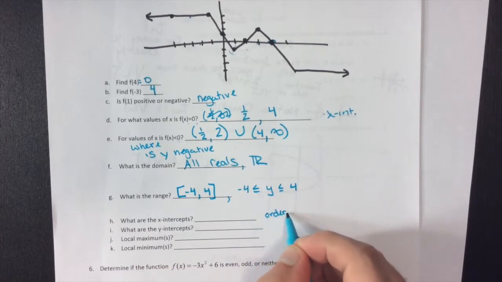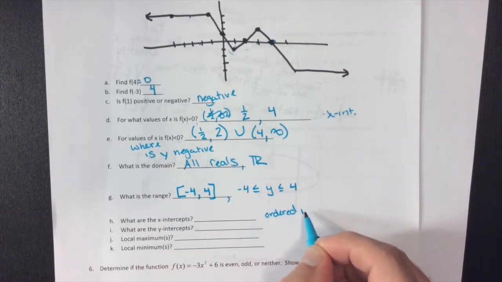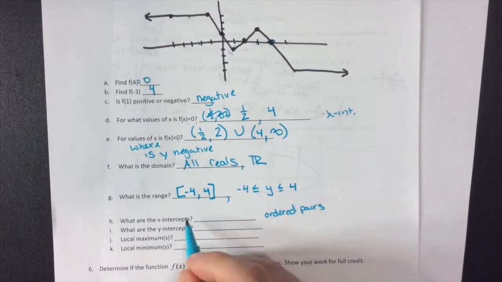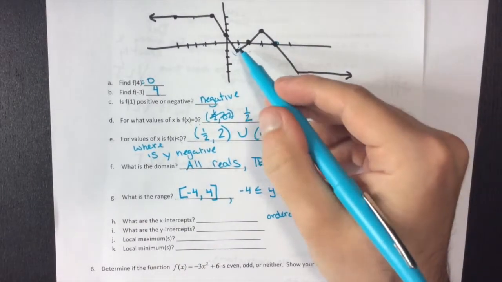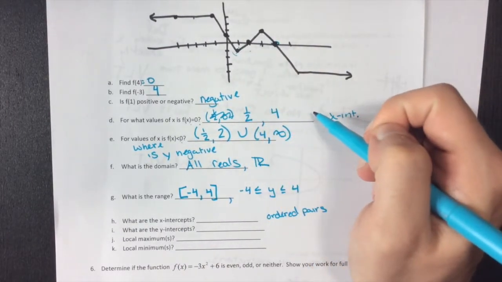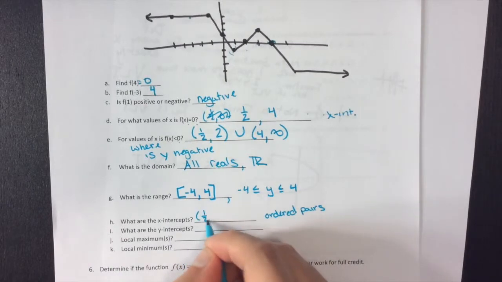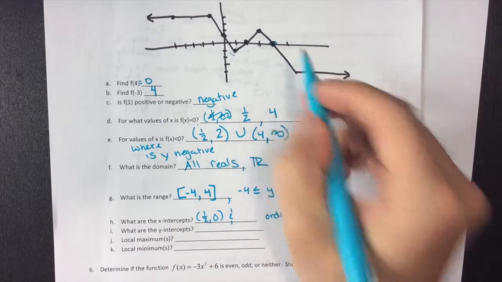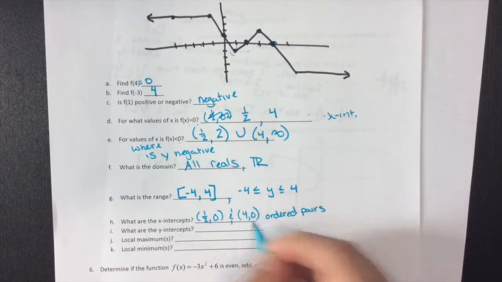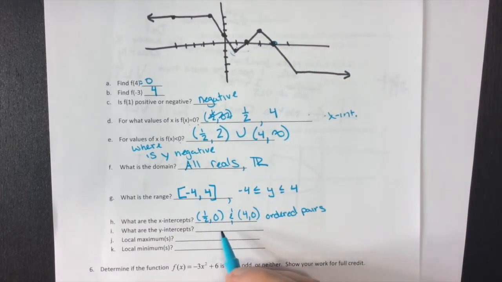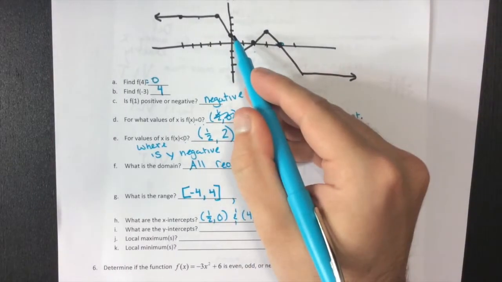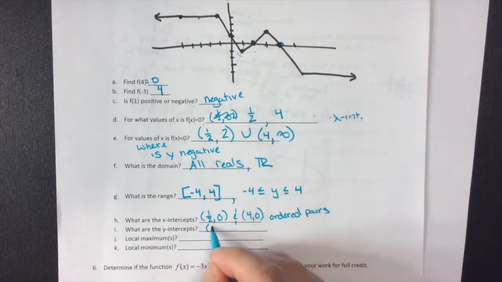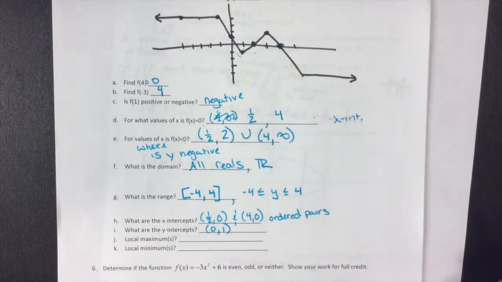H. What are the x-intercepts? If I'm asking you for x-intercepts, I want ordered pairs. Okay, so I look at the x-intercepts, and it's kind of like what we already answered for D. So it's going to be 1/2, comma 0, and 4, comma 0. What are the y-intercepts? Well, I look at my graph here, and it's 0, comma 1.